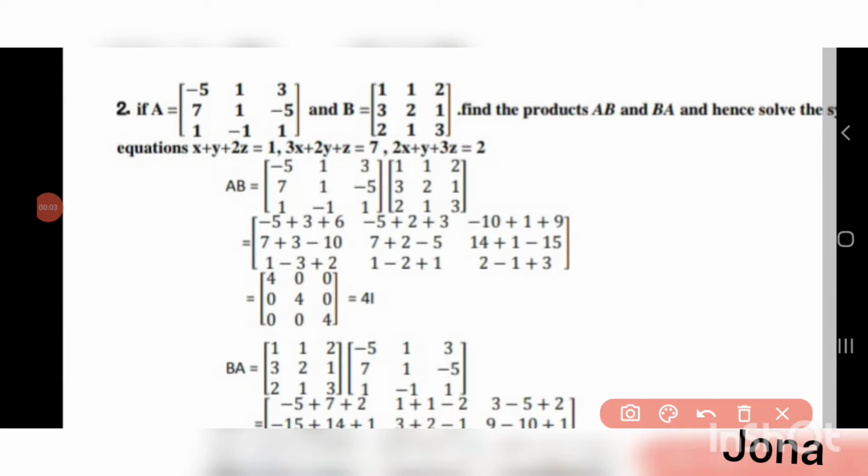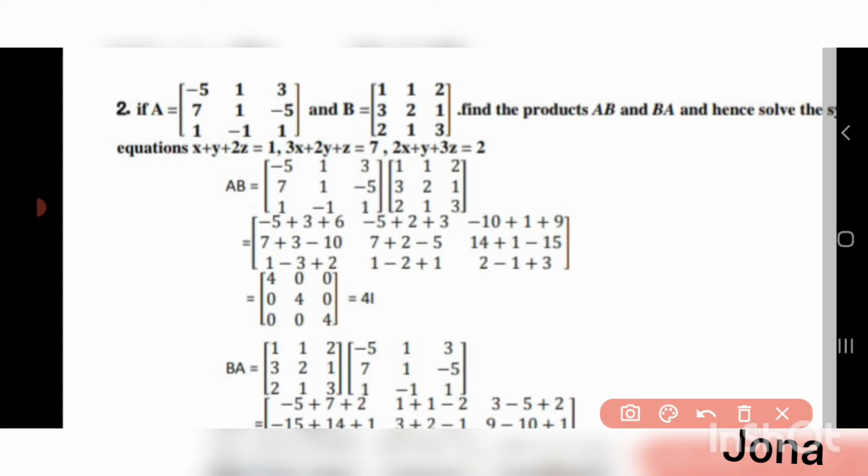Second problem. If A equals the matrix with rows (-5, 1, 3), (7, 1, -5), (1, -1, 1) and B equals the matrix with rows (1, 1, 2), (3, 2, 1), (2, 1, 3), find the products AB and BA and hence solve the system of equations here. We want to find the products AB and BA first.